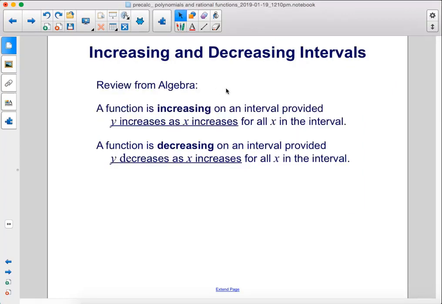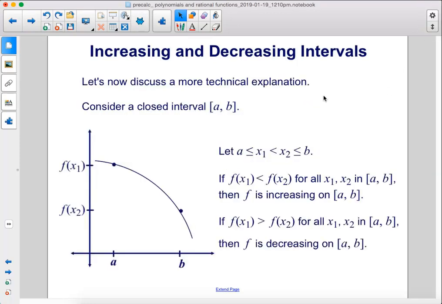A function is increasing on an interval provided y increases as x increases for all x in the interval. A function is decreasing on an interval provided y decreases as x increases for all x in the interval. Let's now discuss a more technical explanation.